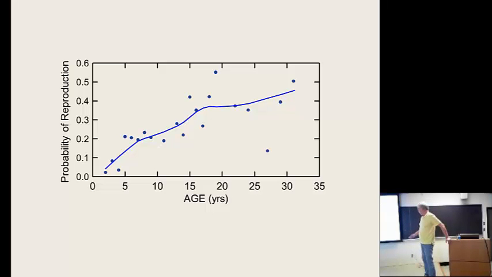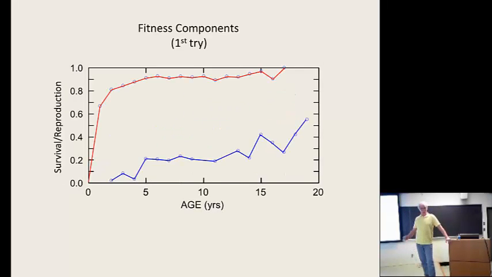Okay. So we have a first shot here at looking at something like fitness components. We have survival probabilities and probability of reproduction as a function of age. And it doesn't say a tremendous amount, but it does allow you to say a couple of things that might be of some interest here. First of all, if you look at colonies that are more than 5 years old, they have a very good chance of surviving. Very high survival from year to year, 90% or more.